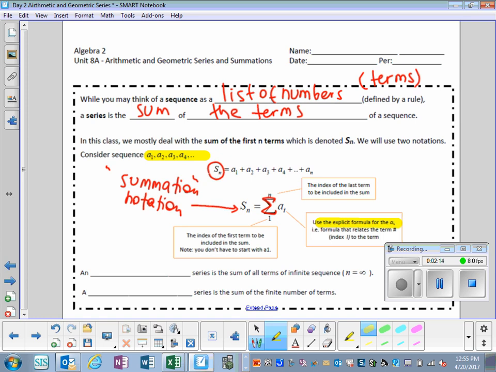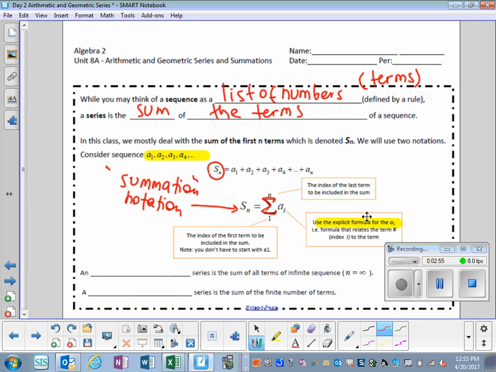So if I want to calculate the sum of the terms A2 plus A3 plus A4 of my sequence, I would say the sum of ai with i from 2 to 4. I start with A2, include A3, and my last one to include is A4. So these are the numbers on the bottom and on the top of the sigma. And we will practice, so it will get easier.